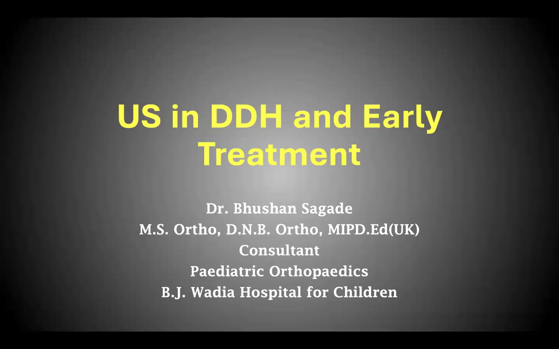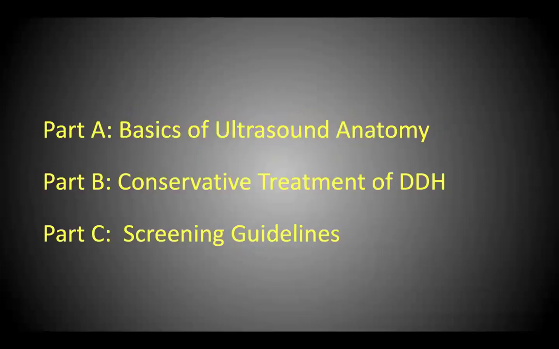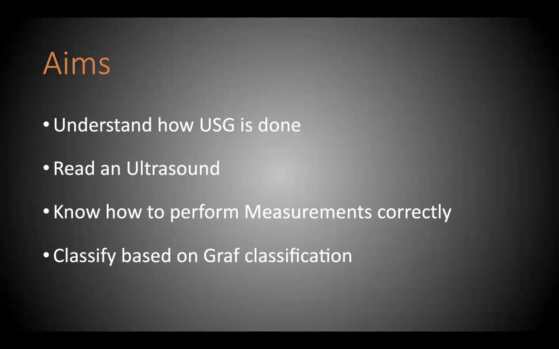Today, I am doing it slightly different from what I had done previous times. So I am going to cover the use of ultrasound for diagnosis of hip dysplasia and also the early treatment of hip dysplasia. So it's going to be a slightly longish lecture, and I have divided it into three parts. Part A would be basics of ultrasound anatomy. Part B would be the conservative treatment of DDH, and part C is the screening guidelines that we follow for diagnosis of hip dysplasia.